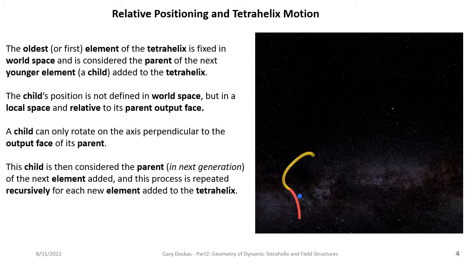In the next generation, this child is then considered the parent of the next element added, and this process is repeated recursively for each new element added to the tetrahelix.